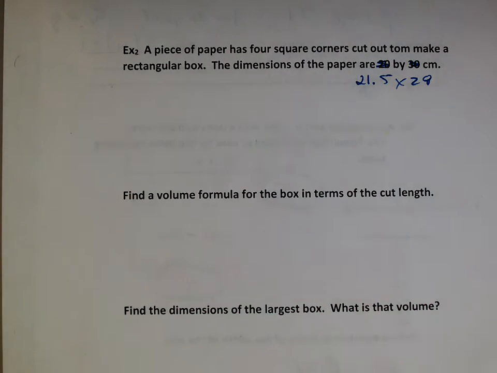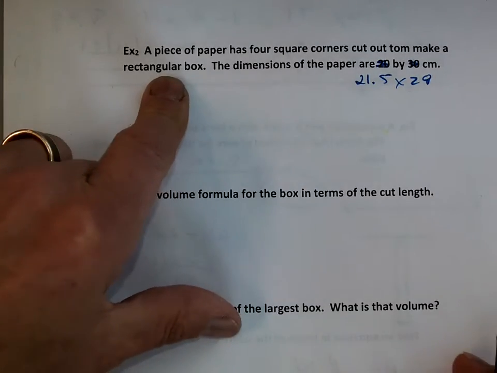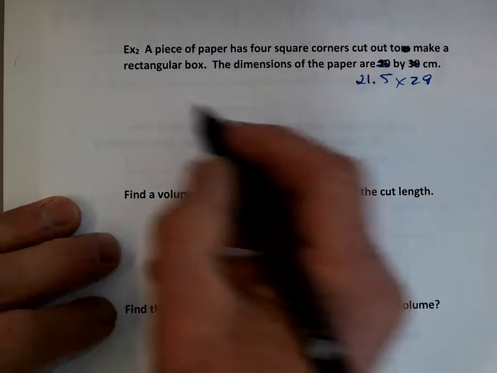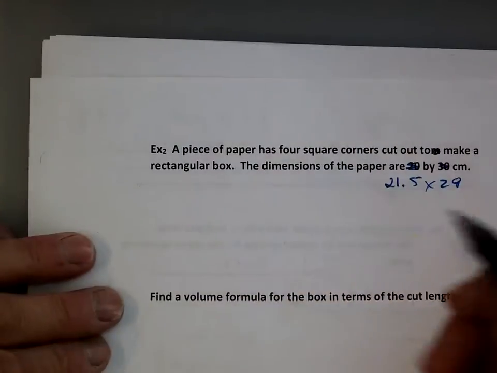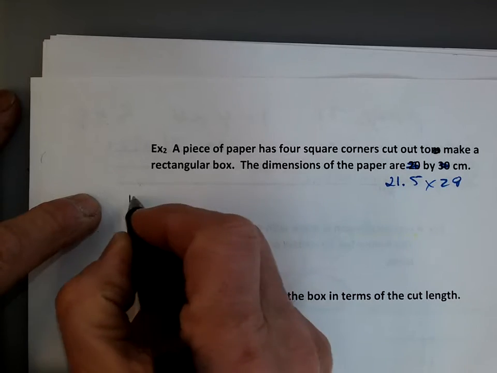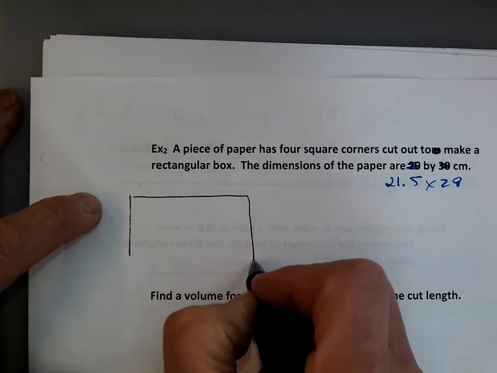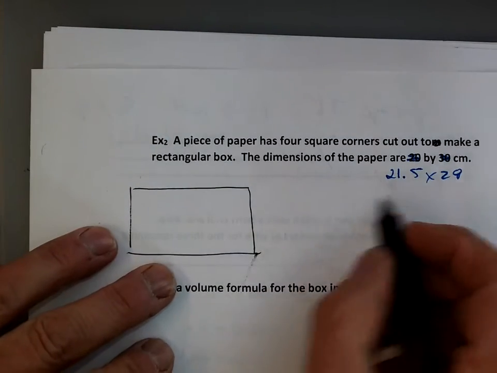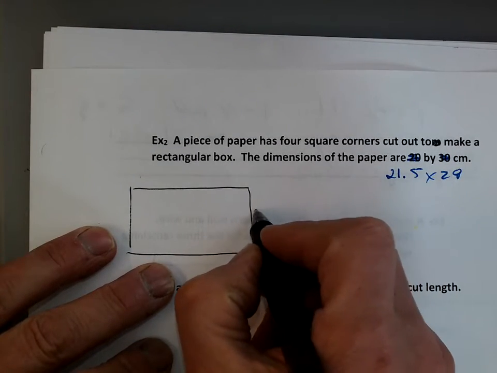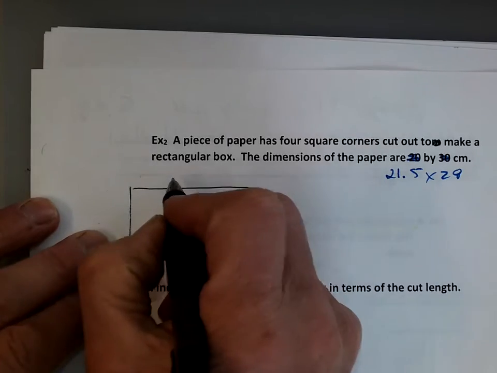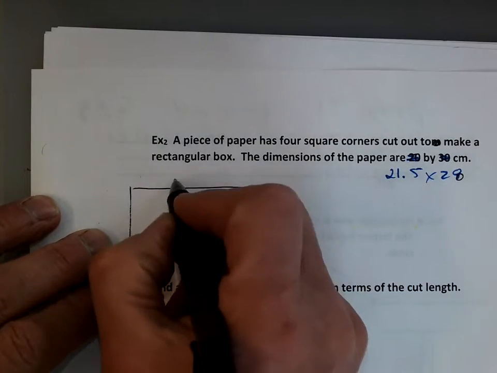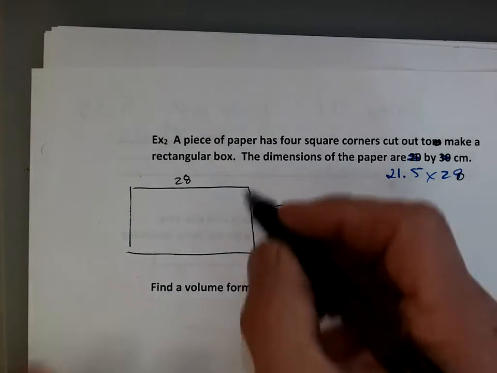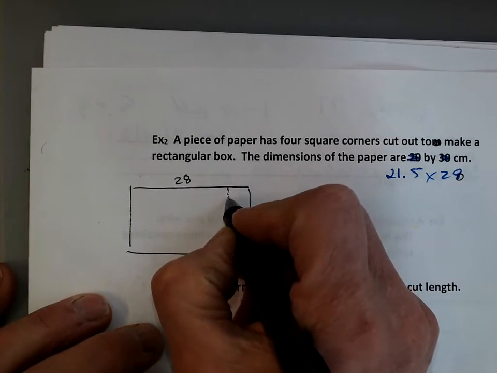Okay, so here's what we did. We have a piece of paper, and it has 4 square corners cut out. So let me start with just a picture, okay? In class we used a regular sheet of paper, 21.5 centimeters by 28. And then what we did is we cut out squares. So this time we're going to cut out arbitrary squares.